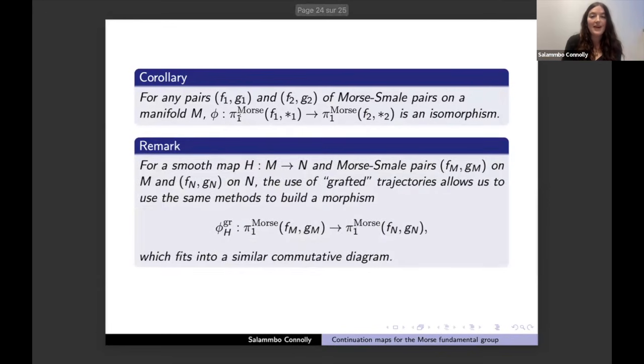The last thing I wanted to say is that I explained everything in the context of Morse-Smale data on one manifold M, but if you have a smooth map H between two manifolds, you can look at grafted trajectories, which are trajectories that follow the gradient flow up until a certain point. Then at that point, you take the image by H, and you follow the gradient flow of the function on N from that point. Using those grafted trajectories, you can define morphisms in the same way as I described, which fits into a similar commutative diagram.